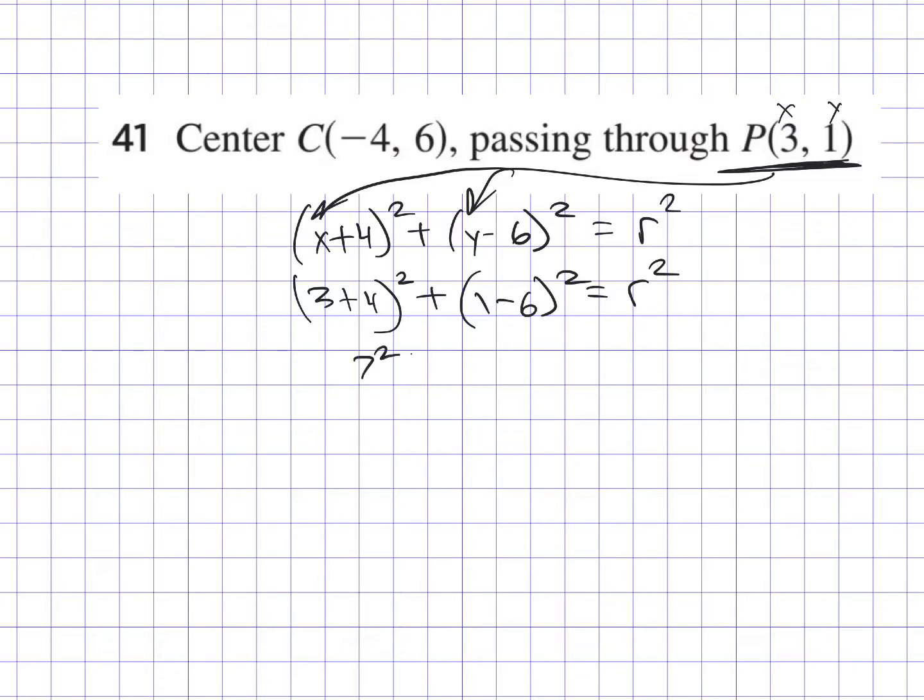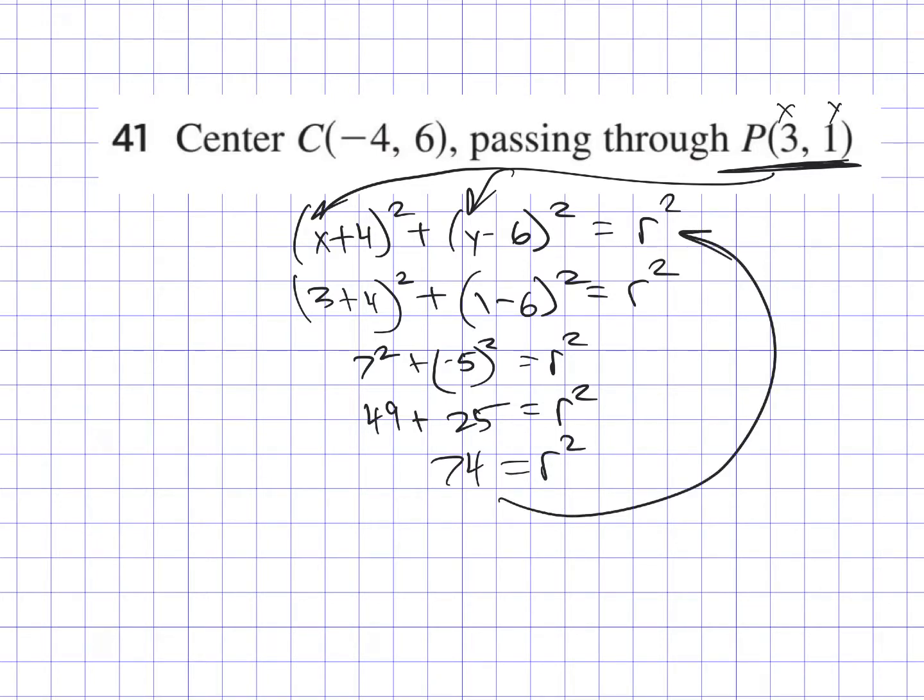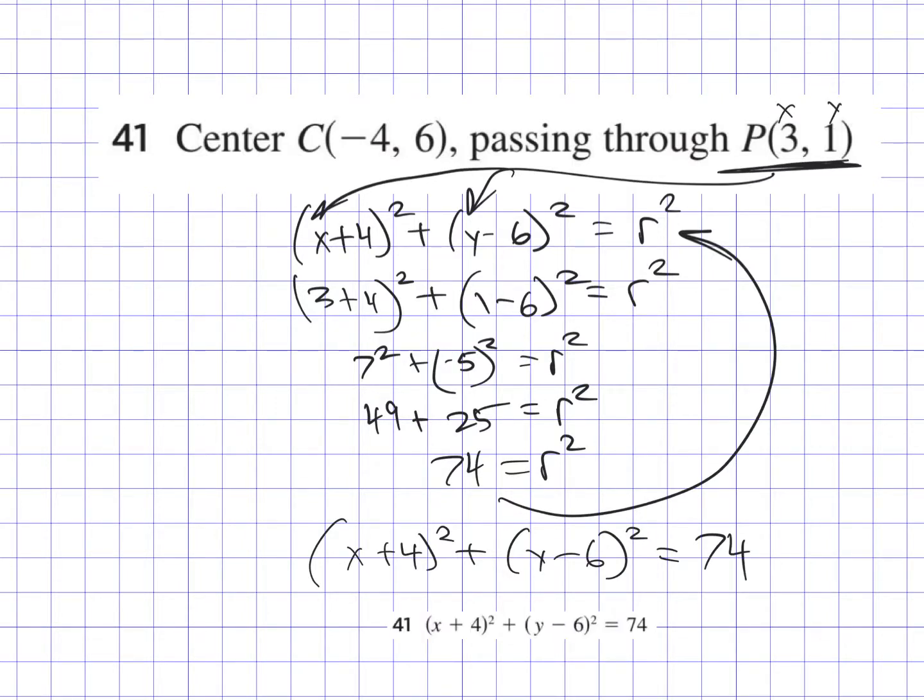So 7 squared plus -5 squared equals the radius squared. So 49 plus 25 is the radius squared. That's 74 equals the radius squared. And you don't need to take the square root because it needs to be in that form. So the answer should be x plus 4 squared plus y minus 6 squared equals 74. And that's what they have.